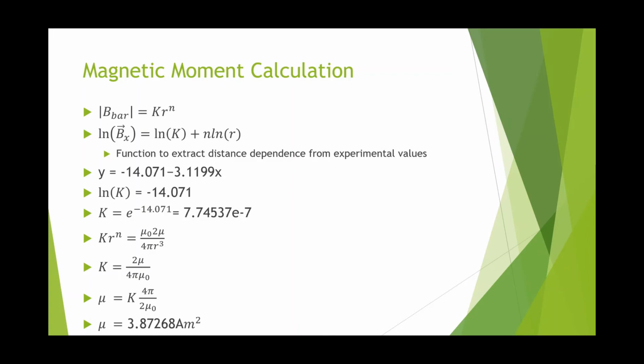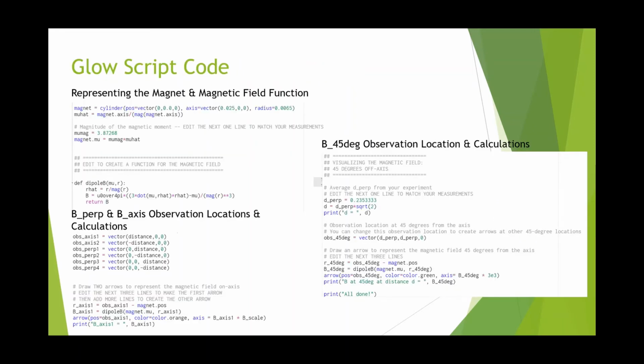This is my magnetic moment calculation. I used this value in my GlowScript code and derived it from the function to extract distance dependence from my experimental values. This was some of my GlowScript code, where I first represented the magnet as a cylinder. I then entered the magnetic moment I got on the previous slide down here. I then wrote a function for the magnetic field of the bar magnet at different locations using the previous derivation of the Biot-Savart law. I then entered on-axis and perpendicular locations, and then I used my function to calculate the magnetic field at these different locations.